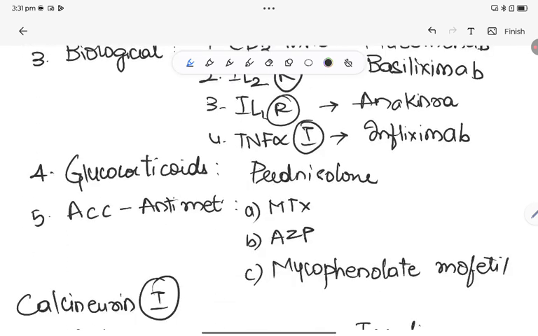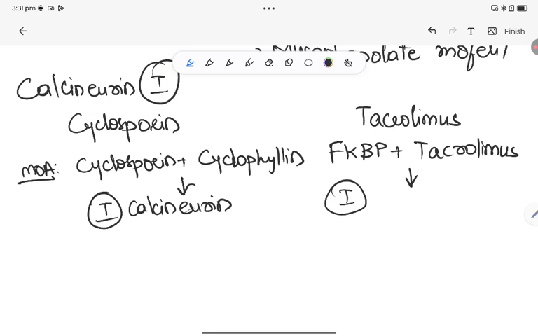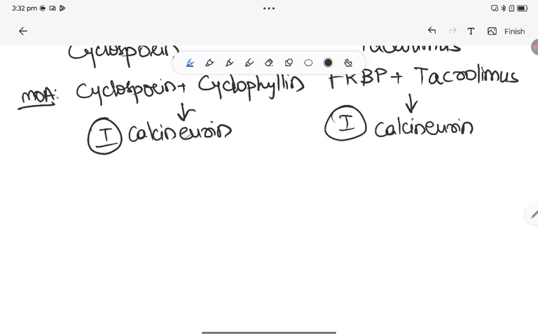The same here with respect to tacrolimus, but tacrolimus binds to FKBP, that is FK binding protein, and the FKBP plus tacrolimus complex is responsible for inhibition of calcineurin. Clear? Now, let us talk about adverse effects. The most important adverse effect of cyclosporine is nephrotoxicity.